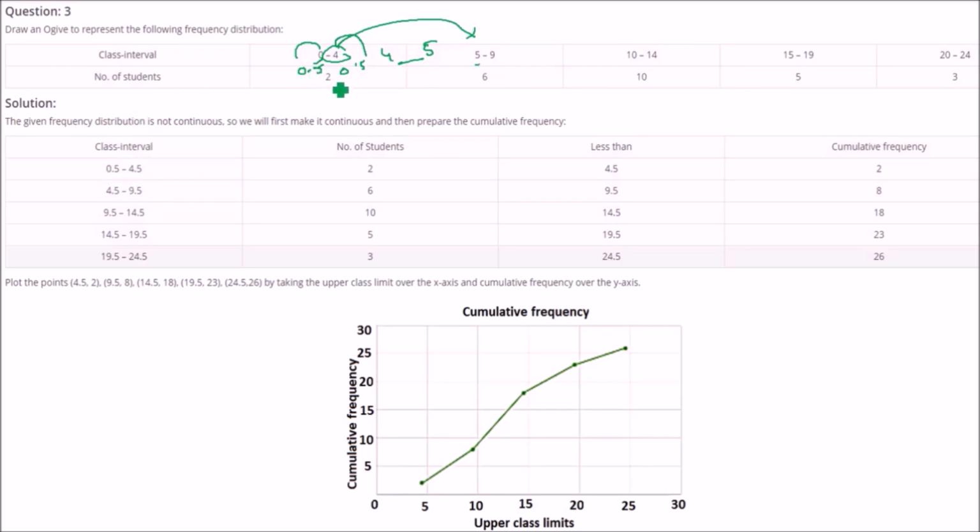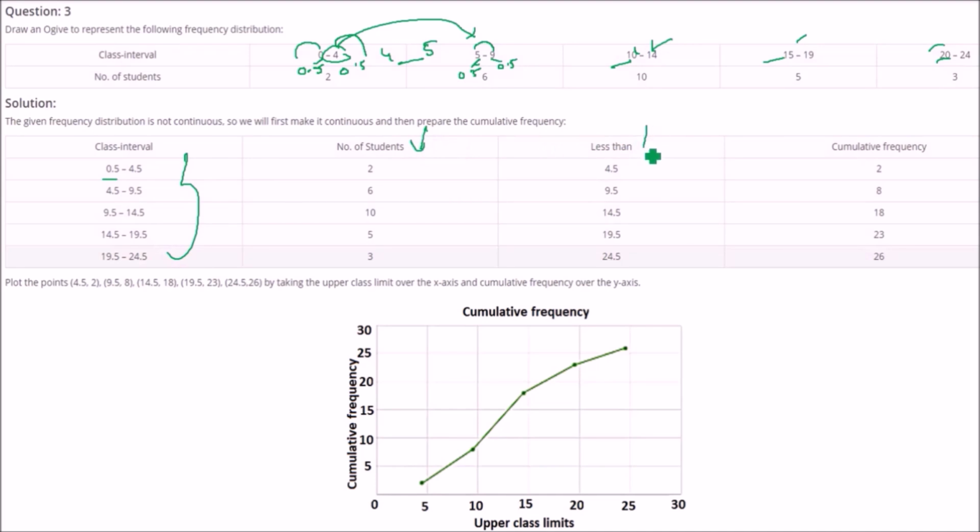So 0 minus 0.5. Actually, it is 9 to 5, so the difference is 5, 6, 7, 8, 9. If you subtract, you get 4. So if you subtract 0.5 from 0, you will get minus 0.5. So let it be minus 0.5. It doesn't matter because ultimately we have to take these values. We just have to draw the OGIVE. Now subtract 0.5 from here, add 0.5 to here. All these values you have to do. So you get a class interval. Now this is a continuous class interval.